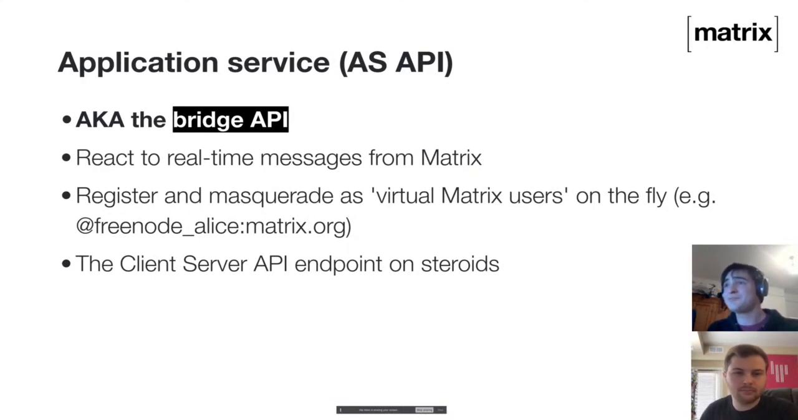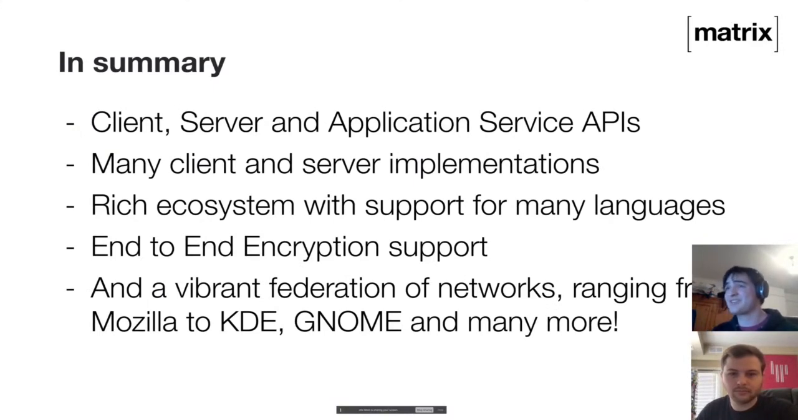It's pretty cool. And so to summarize Matrix essentially here, and bridges in general, you get a client server and an application service API. You get many client server implementations. So today we have numerous client implementations. There's several for mobile, for Android essentially. There's a few for iOS. There's loads for Linux. And then also through the Qt libraries out there, you get Mac and Windows support as well. It's got a much richer ecosystem than it had before.